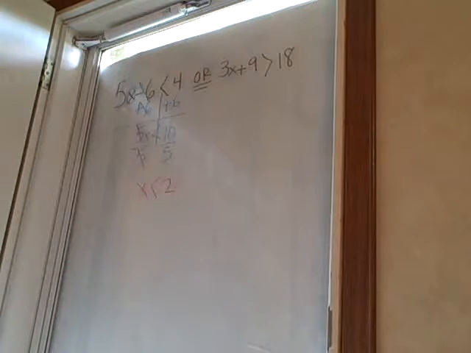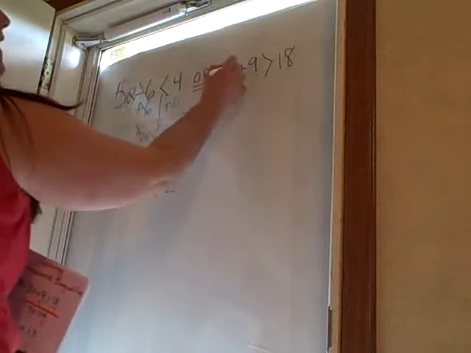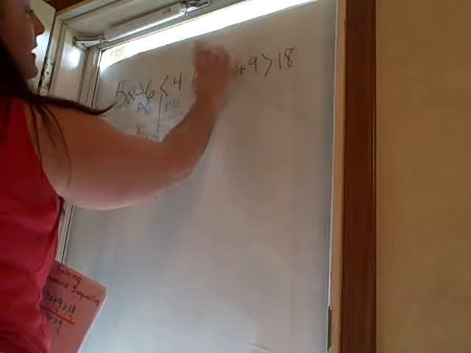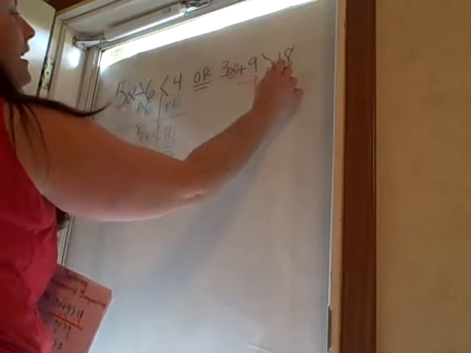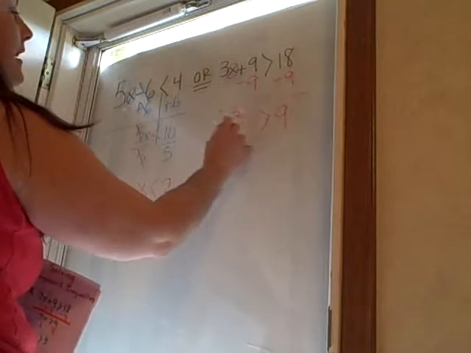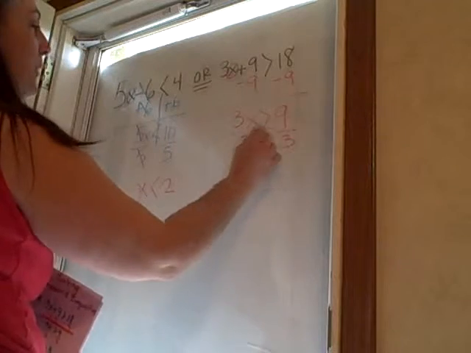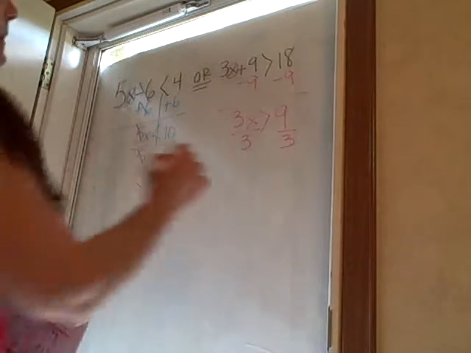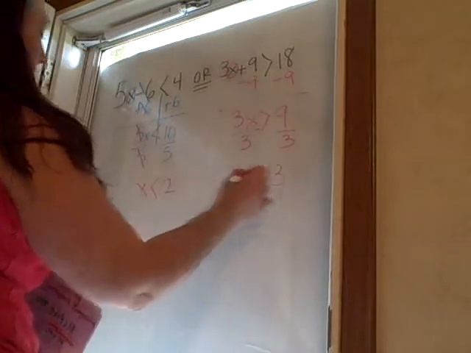And then I solve the other side. Same way. Identify the variable. Move the positive 9 first with the negative 9. 3x is greater than 9. Then dividing by 3, opposite of multiplication, those things are multiplying. x is greater than 3.